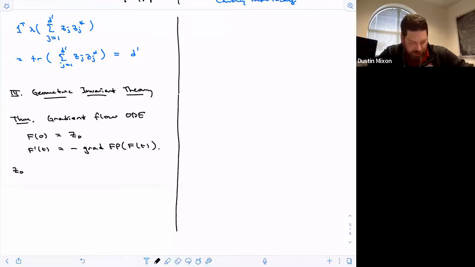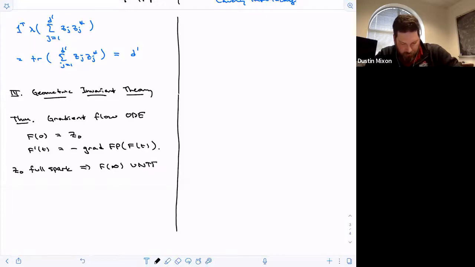Suppose we were to initialize at a frame that is full spark. What that means is every d by d submatrix has a non-vanishing determinant. These are points in general position. That's another way to say it. Then the thing you converge to will be a unit norm tight frame. Okay, so this is to say that a generic initialization of gradient flow will be sent to a unit norm tight frame.